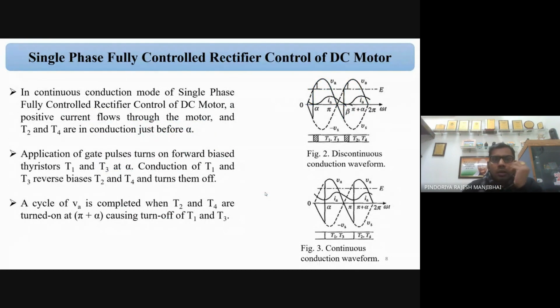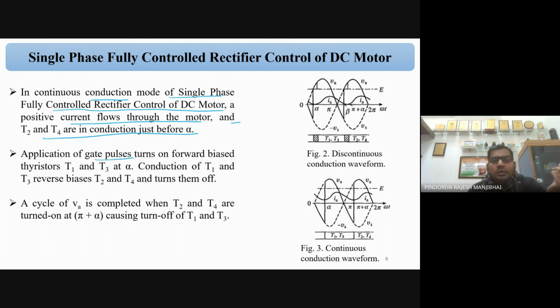In the continuous conduction mode of the single phase fully controlled rectifier control of the DC motor, a positive current flows through the motor, and T2 and T4 are conducting just before alpha. Correct? Because once T1 and T3 are turned off, then we can start the second pair of thyristors, that is T2 and T4.